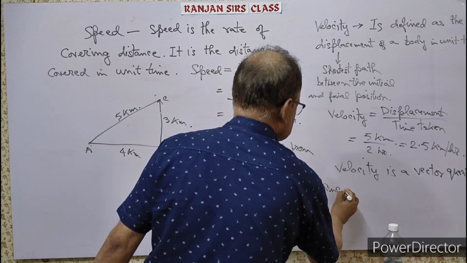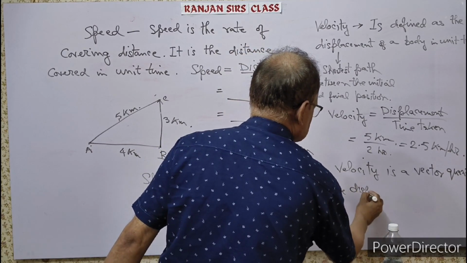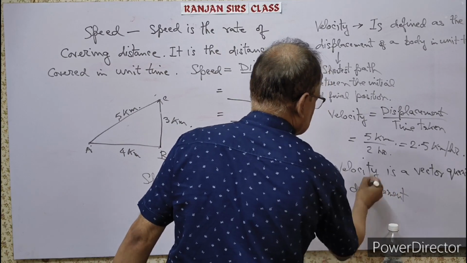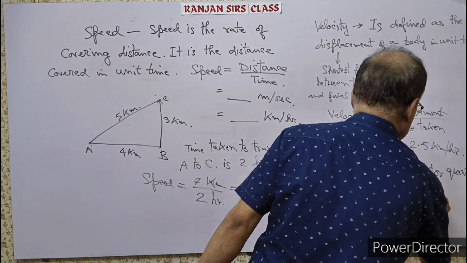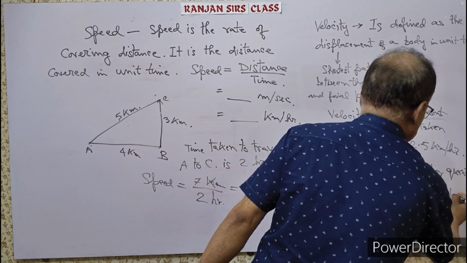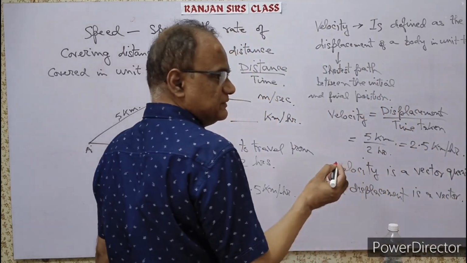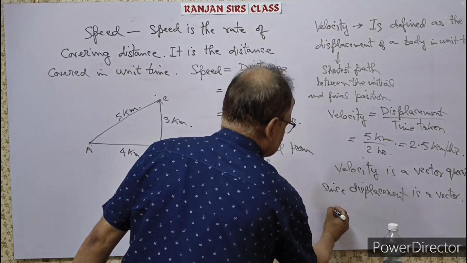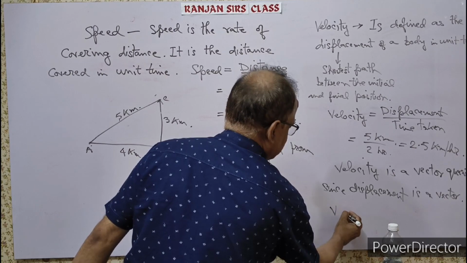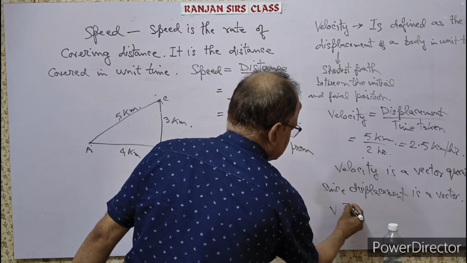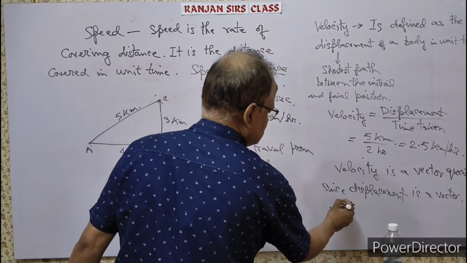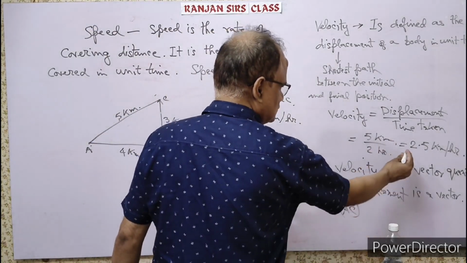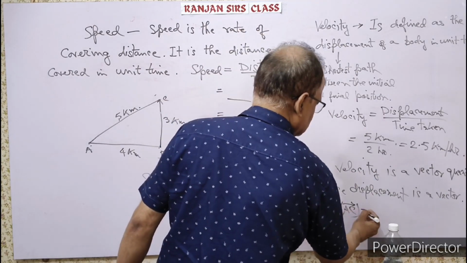Since displacement is a vector, how do we represent the direction from A to C? We will say velocity was, you can write, with an arrow on top of AC, which means from A to C, that was the direction. Velocity in this case came out to be 2.5 kilometers per hour.